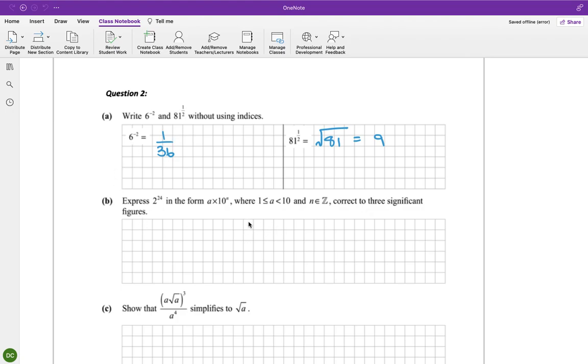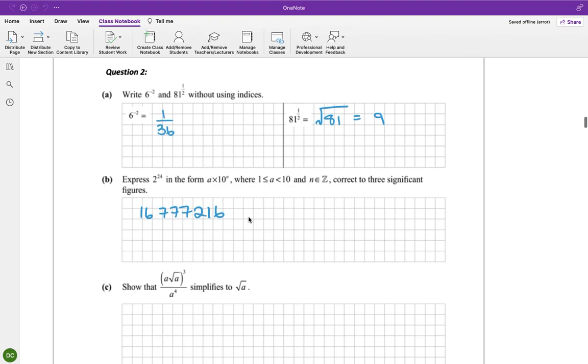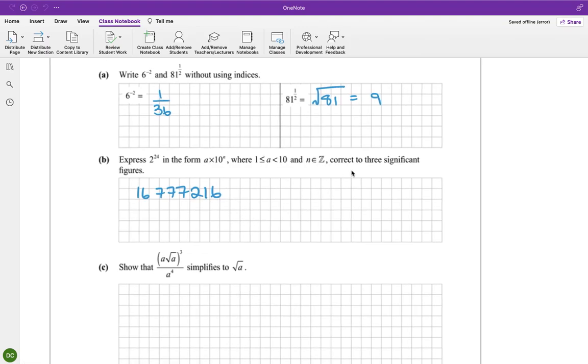2 to the 24 in scientific notation. I think your calculator would probably just do this for you. Oh no, it doesn't. So 2 to the 24 is 167777216. Now, they want 3 significant figures. Okay, we'll get to that in a second. So the first thing is I need to put my decimal point. I'm just going to give myself a little bit of space. At the moment it's here and I want to put it into the number.